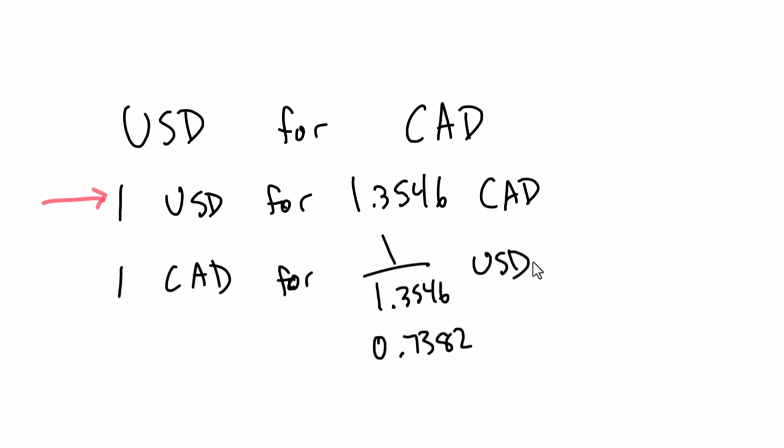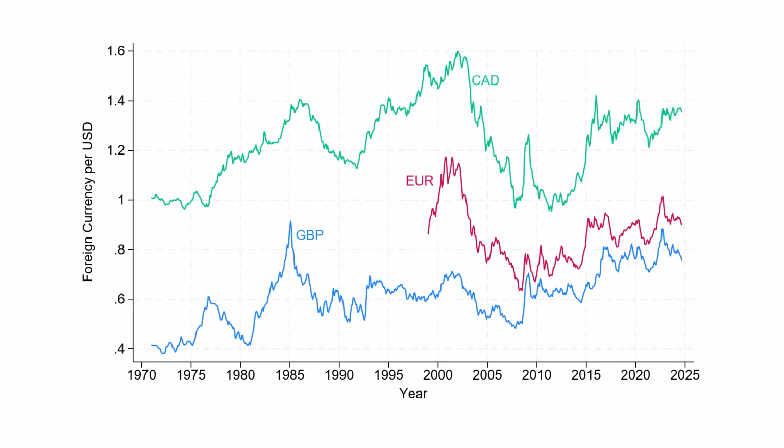I've put on the screen the exchange rates of 1 US dollar for Canadian dollars, euros, and British pounds. Whenever the lines go up, that means that the amount of foreign currency that exchanges for 1 US dollar is going up. That is to say that the dollar is strengthening. Whenever the lines go down, that means that the amount of foreign currency per US dollar is lower, meaning that the US dollar is weakening.